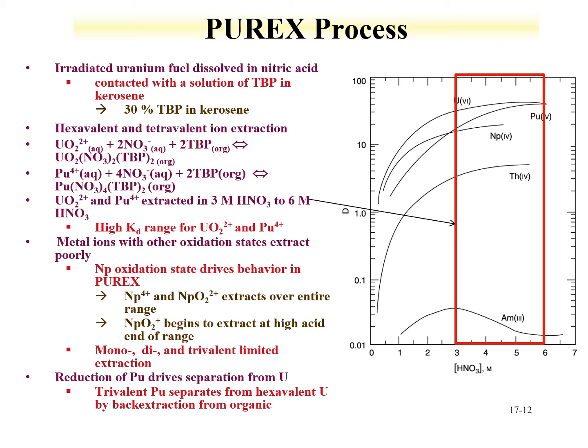Mono, di, and trivalent metal ions have limited extraction. So for this to function, one would need to do the separation and then reduction of the plutonium from the 4 to the 3, which drives the plutonium out of the organic phase into the aqueous phase and achieves a separation of uranium from the plutonium.